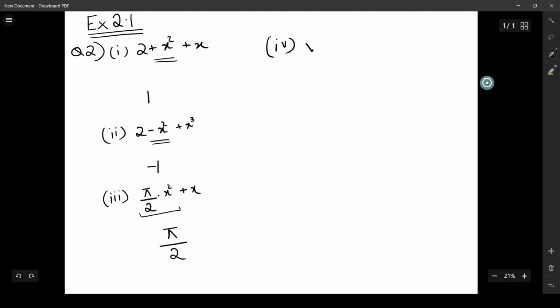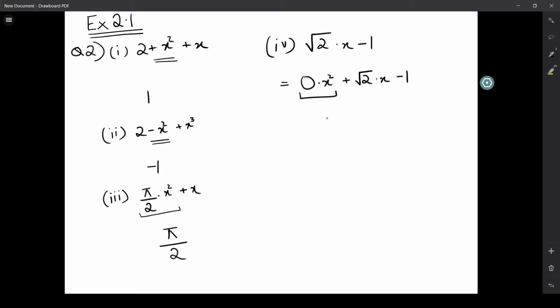Moving to the fourth part. The fourth part is under root 2x minus 1. Now visually, we can see that this polynomial does not have a term with x square. However, we can definitely write this as 0 into x square plus root 2x minus 1. I have rewritten this expression in this form with an x square term added to it.